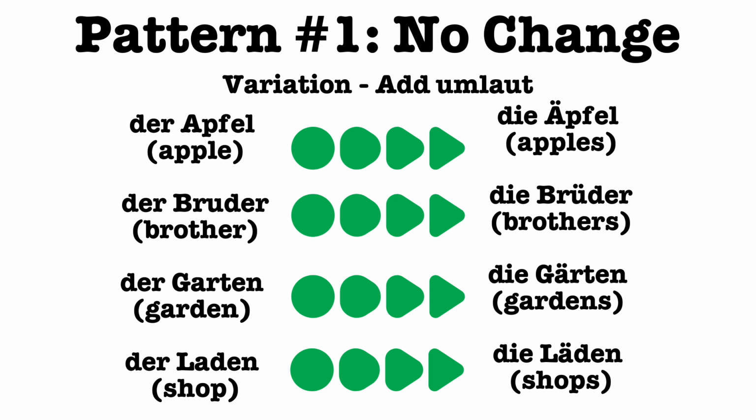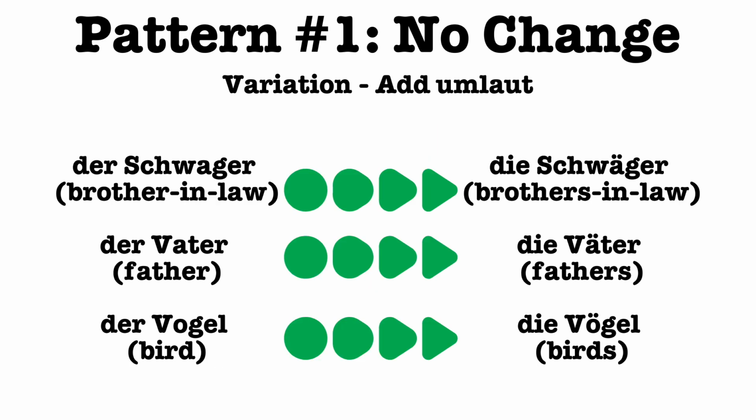There are a few quirks to add to this list. There are a few masculine nouns that add an umlaut in addition to changing the article to die. For example, der Apfel, die Äpfel, der Bruder, die Brüder, der Garten, die Gärten, der Laden, die Läden, der Schwager, die Schwäger, der Vater, die Väter, der Vogel, die Vögel.